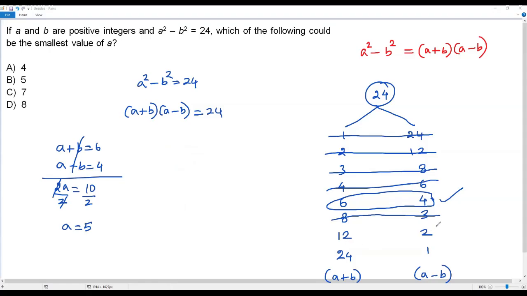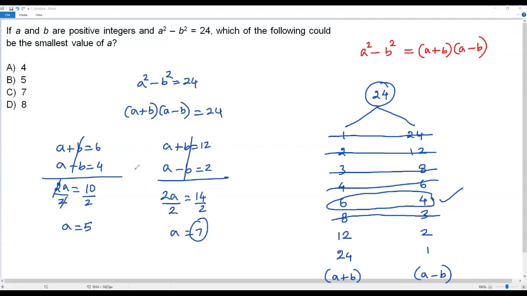Okay, now let me consider the pair of factors 12 and 2. That is A plus B equals 12 and A minus B equals 2. So now let's solve this one. Plus B, minus B will cancel. I'm getting 2A equals, when I combine 12 and 2, I'm getting 14. Now I divide both sides by 2. When I do so, I'm getting A equals 7. Okay, here I'm getting a positive integer 7.